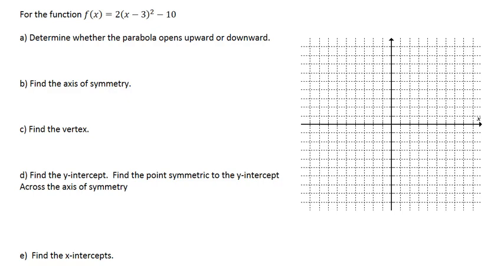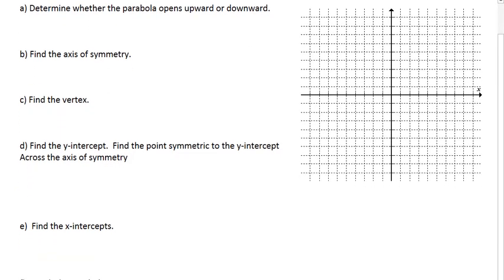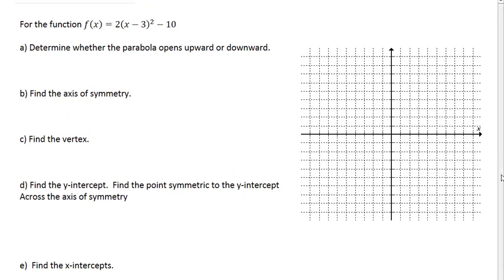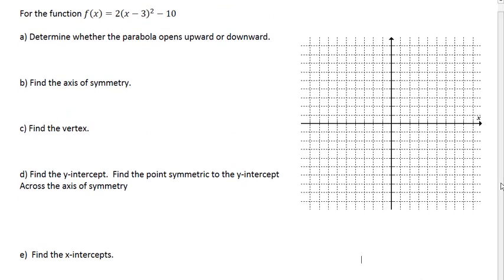For the function f of x equals 2 times (x minus 3) squared minus 10, we are asked to do several things. To determine whether the parabola opens upward or downward, find the axis of symmetry, the vertex, the y-intercept, and a point symmetric to the y-intercept across the axis of symmetry, find the x-intercepts, and use that information to graph the parabola.